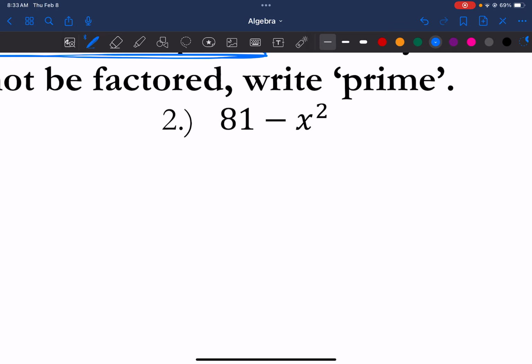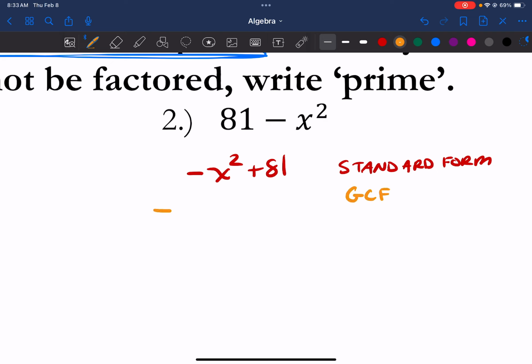Let's look at number 2. Well, I can rearrange this so I put it in standard form. So I get a negative x squared plus 81. Standard form, I needed no negatives in the leading coefficient. So let's factor out a GCF. So we have a negative, and we're left with x squared minus 81. Oh, hey, look, this is a difference of squares because of the subtraction sign, because of the two terms. Before, it wasn't set up that way. We saw the addition sign in between. But this one is a difference of squares.